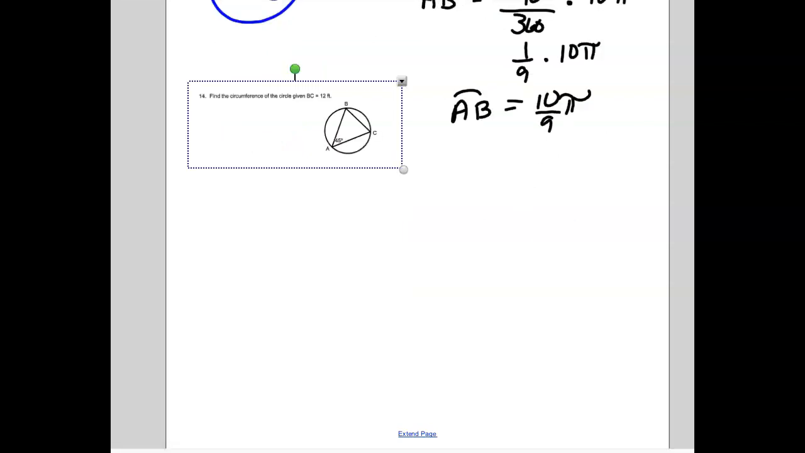All right, question 14. It says, find the circumference of the circle given that BC is 12 feet. And we're also told that this angle A over here is 45 degrees. And if you remember from geometry, if we go from the center to the ends of that arc, it's twice the angle measurement of this. So that tells me that this angle is a 90-degree angle right there. We're also told that this side is 12.